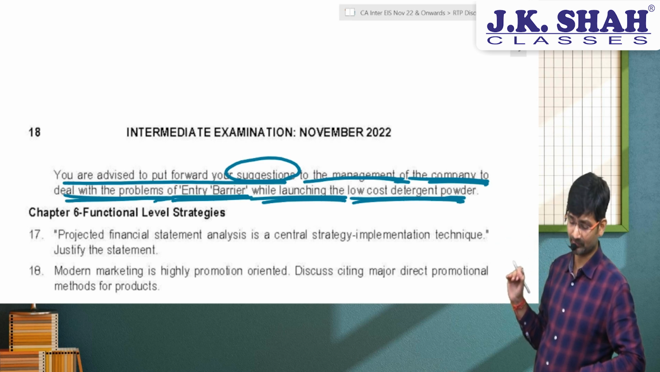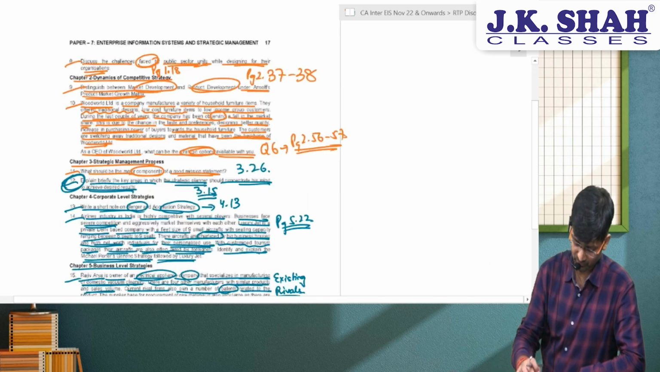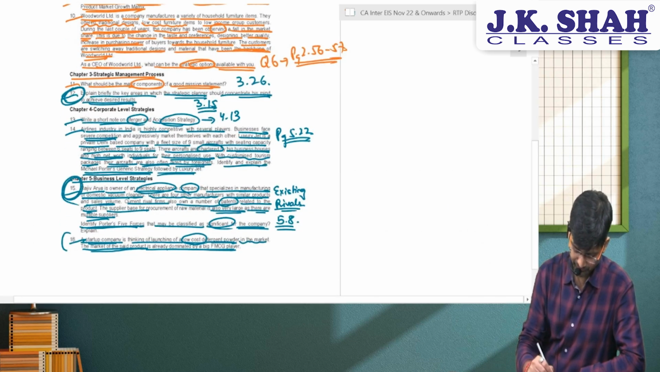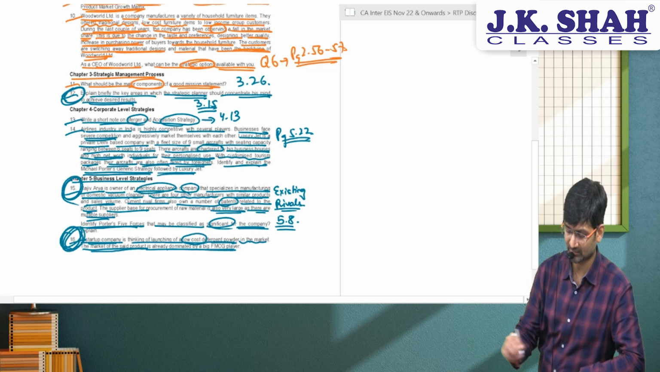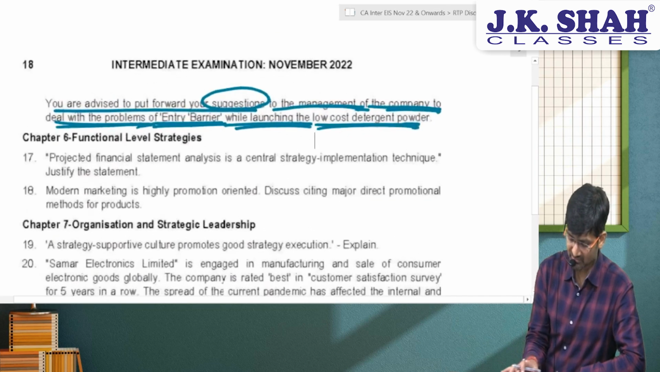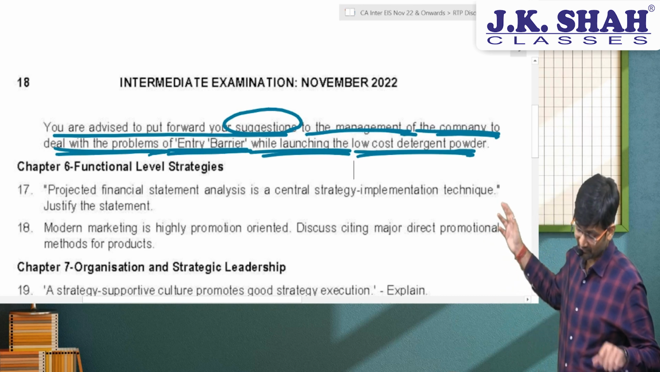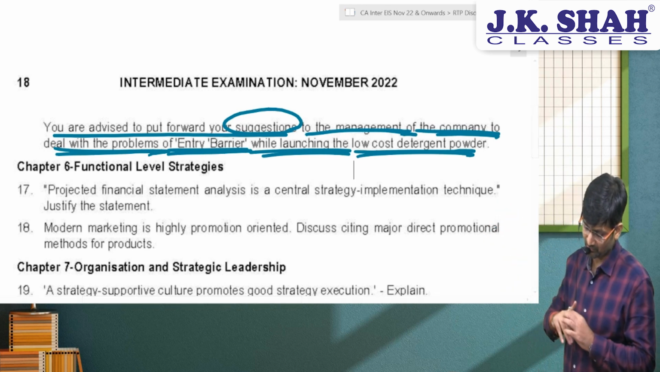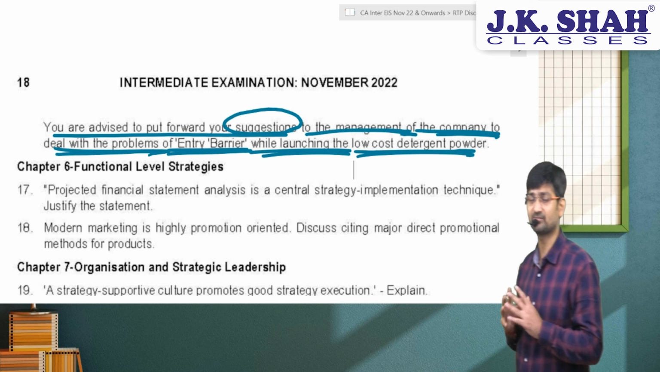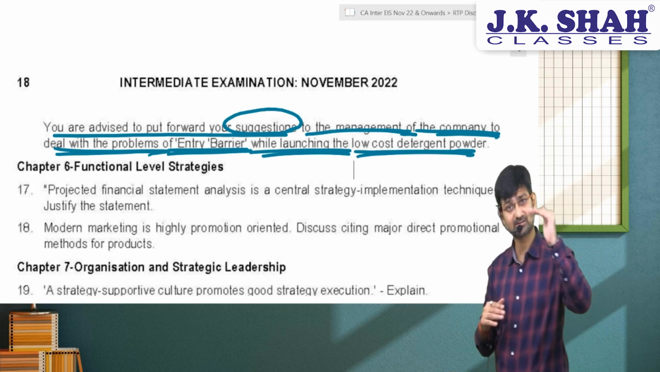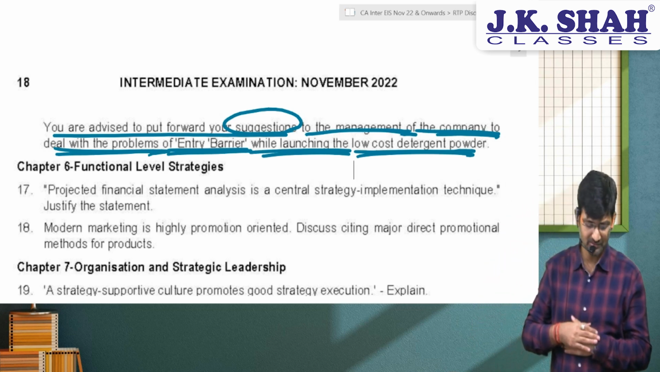Now this is again a point question. In fact, both these questions are questions where you will have to put in a little bit of head. Why? In this question, you don't have to just list the 5 forces. You have to advise the management on how to deal with the problems of the entry barriers. So you have to list the barriers, and how the management can deal with those barriers.